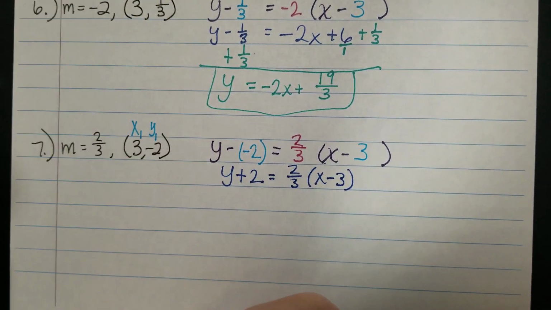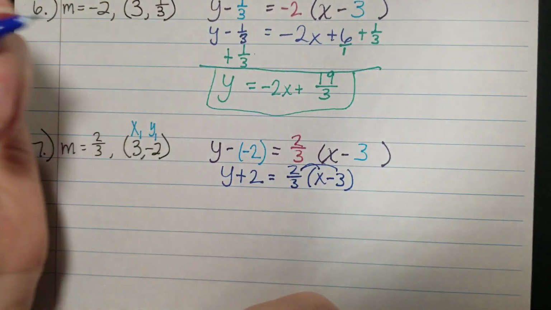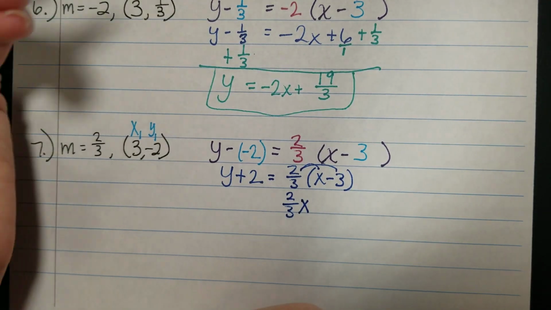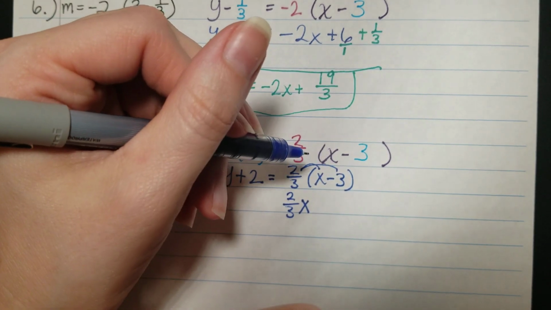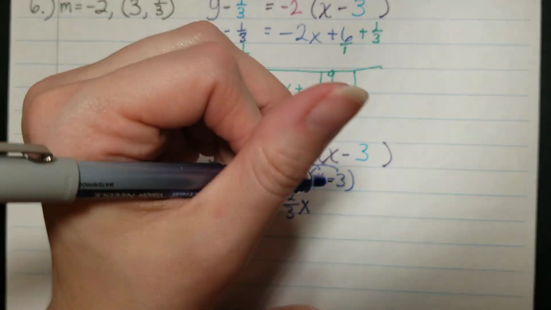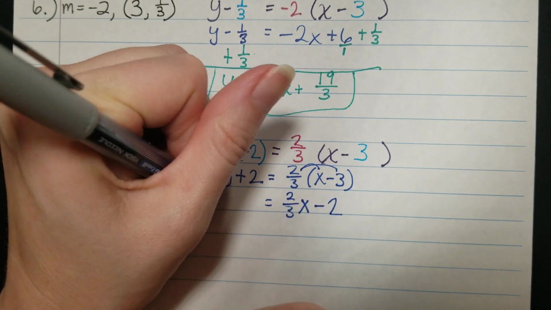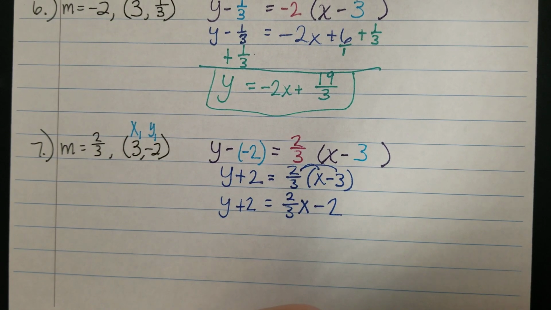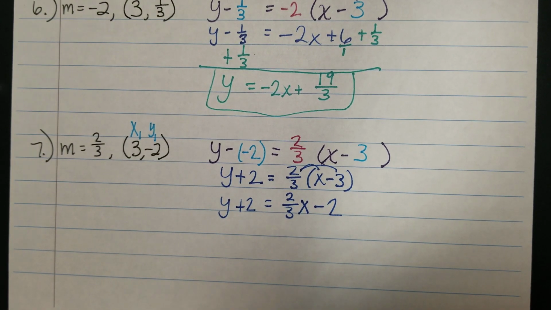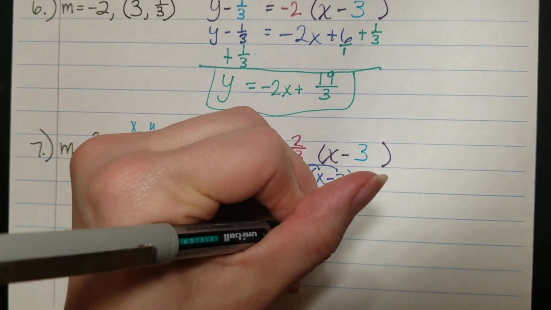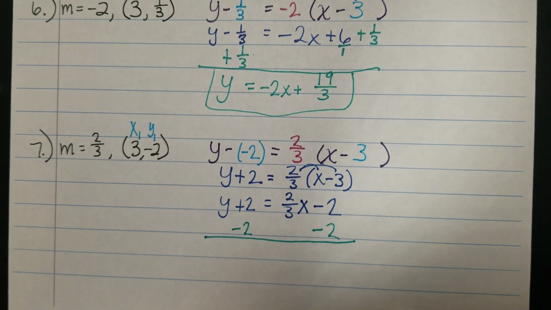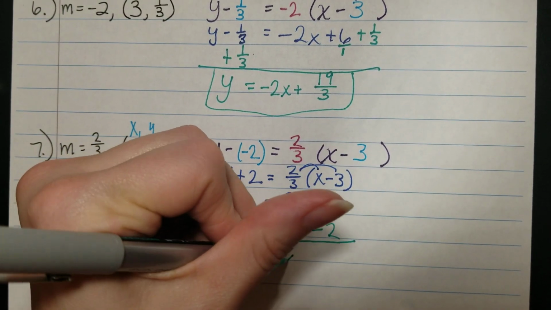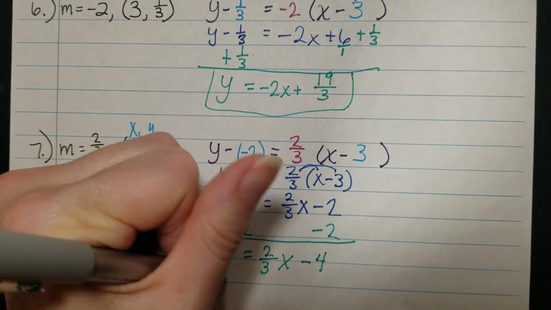I guess I could have gone ahead and distributed that, but I didn't. So 2/3 x, and then 2/3 times -3. The 3's are just going to cancel out, and it's just going to be -2. So y plus 2 equals 2/3 x minus 2. And then I'm just going to subtract 2 from both sides. So that would be y equals 2/3 x minus 4.